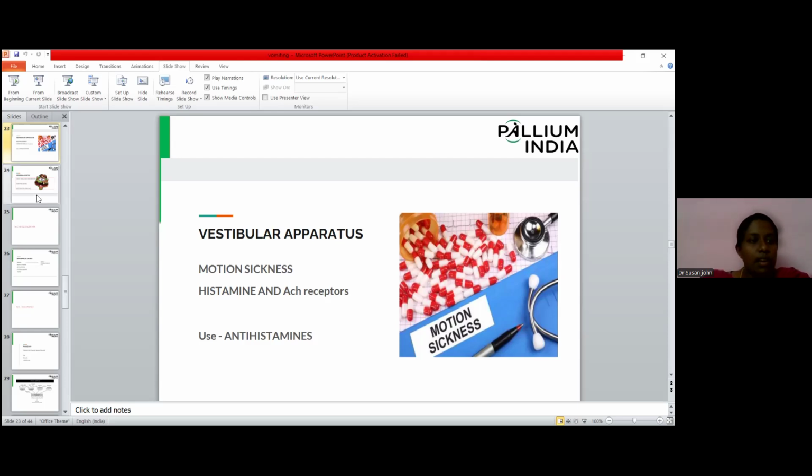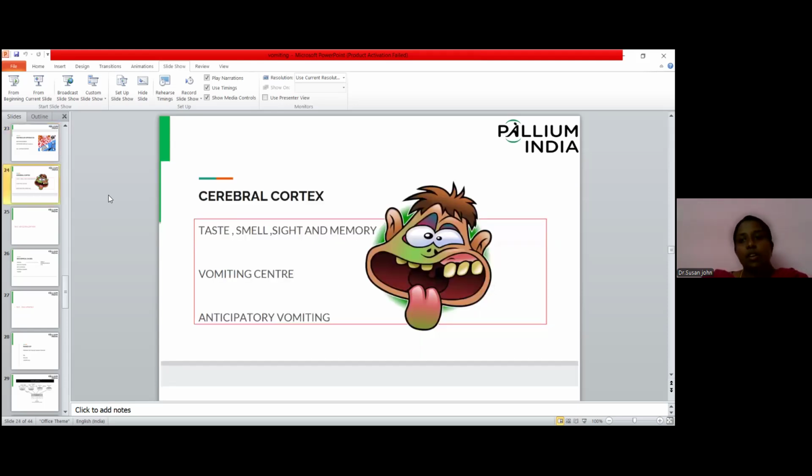So next thing is the cerebral cortex. This is the third area. We have different areas in our brain for each of our functions. If the patient has some bad taste, smell, sight, or memory, these will stimulate the cerebral cortex, and that will send signals to the vomiting center, and that may result in vomiting. Usually, this is the mechanism for anticipatory vomiting.